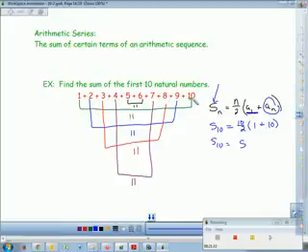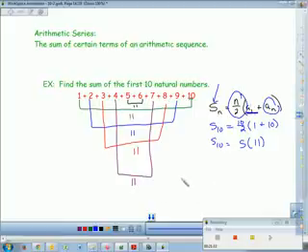Because aren't you pairing things up, right? You paired them up, and didn't they add up to be 11 each time? So what did those add up to be? 55, right? You add the first term and the last term together, and take it by half the amount of terms that you have. Right there is what you really do.